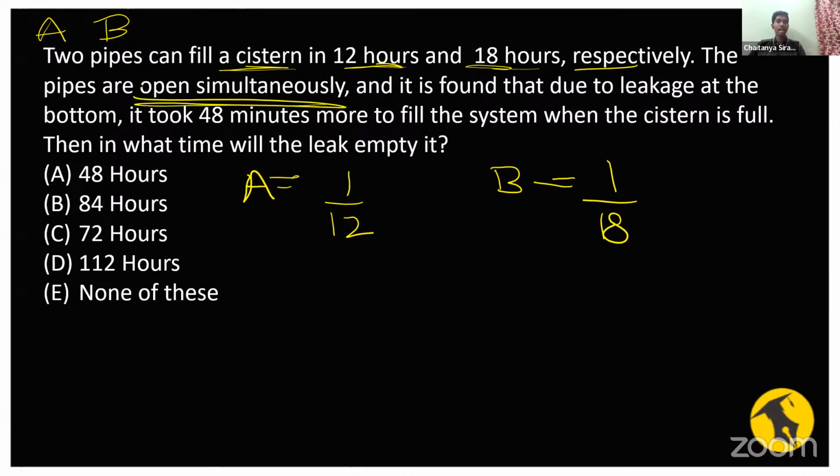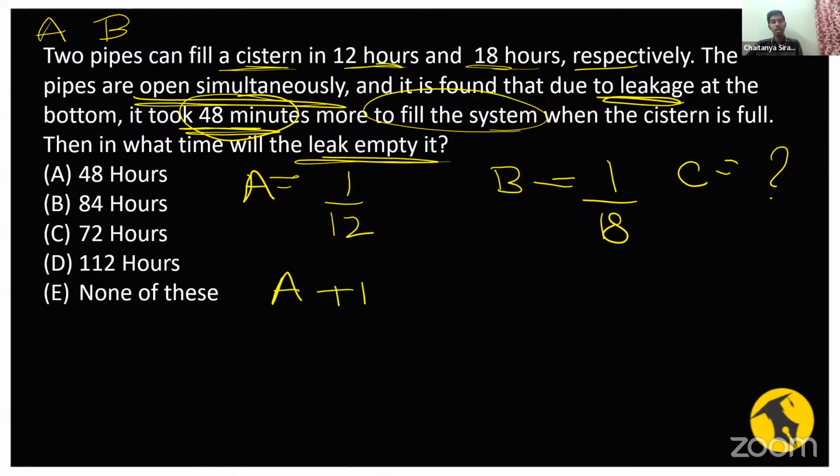The pipes are opened simultaneously, and it is found that due to a leakage at the bottom, it took 48 minutes more to fill the cistern. So let's say there is some leakage. I don't know its efficiency. That's exactly what they have asked: in what time will the leak empty the tank? They are saying that there is some leakage, so it's taking more time to fill. If there was no leakage, it would have taken 48 minutes less. So I can find out how much time it would have taken if there was no leakage.